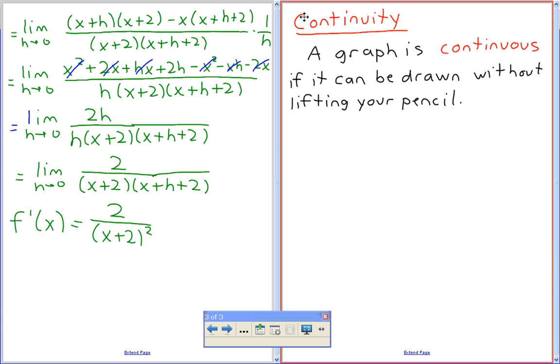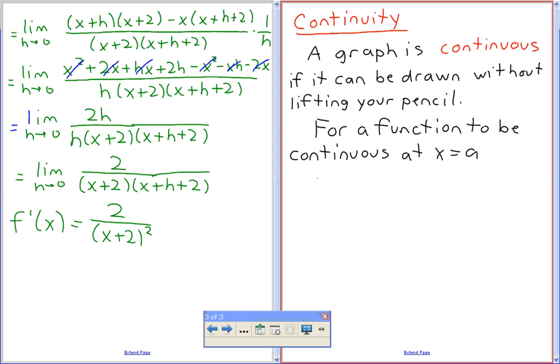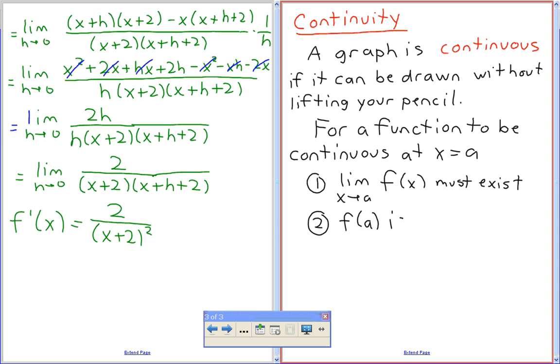For a function to be continuous at x equals a, three things have to happen. Number one, the limit as x approaches a of f of x must exist. That means you must be able to get it to a tangible value, not like infinity or 0 over 0 or something like that. Number two, f of a is defined.